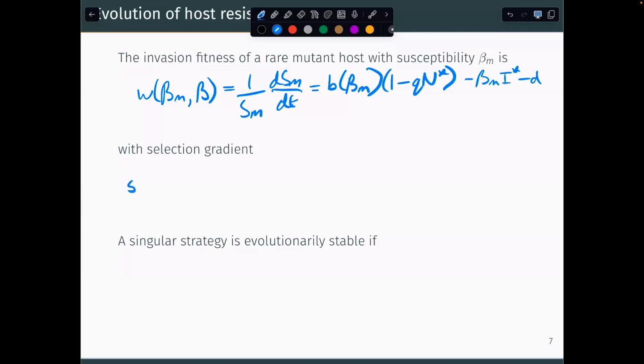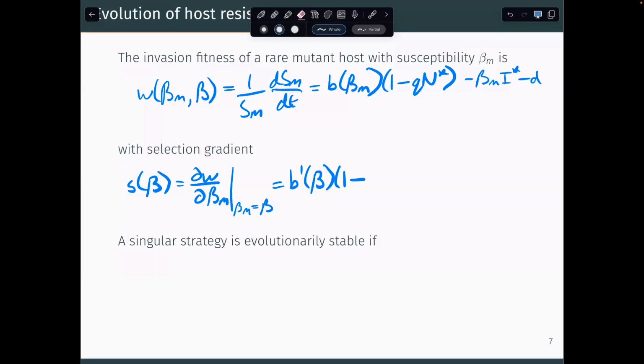Our selection gradient, which should all be pretty familiar with now, is just going to be our partial derivative of W, our invasion fitness, with respect to our mutant trait beta M, and then evaluating that at our resident trait beta. So this is going to be beta prime of beta times 1 minus Q N star. I realize actually above, I set Q as equal to 1, so I can get rid of this Q here. Q is equal to 1, remember.